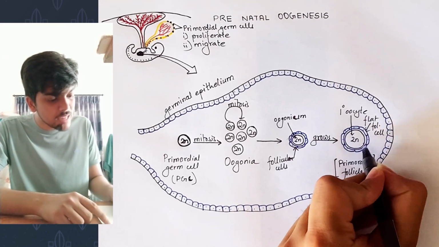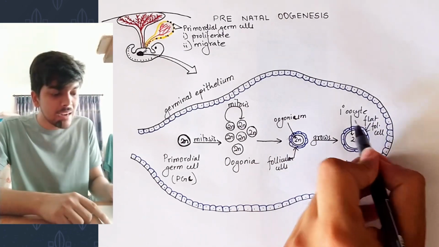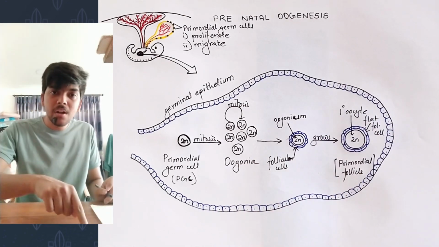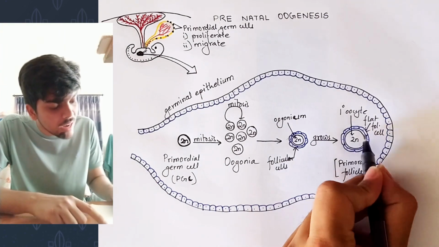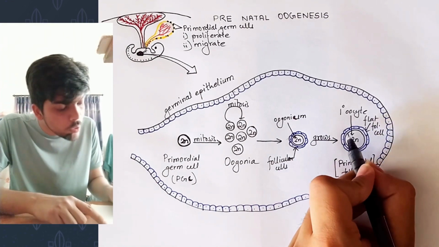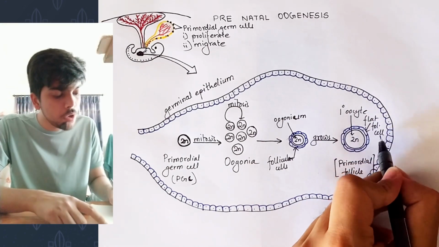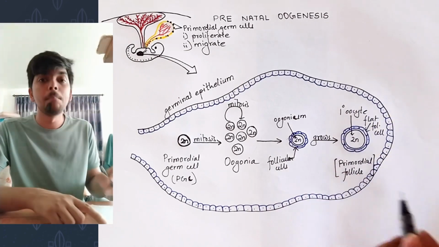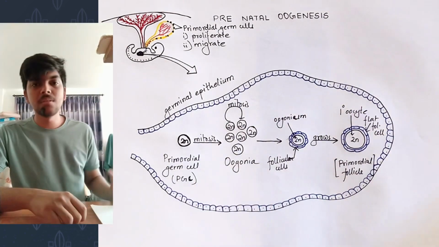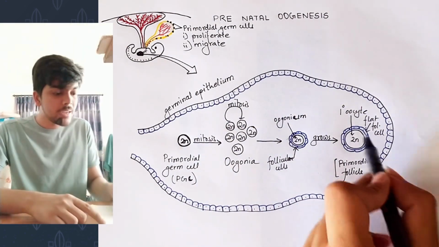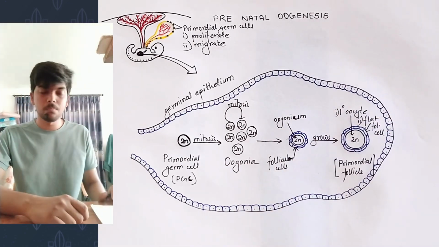After it increases in size, it is no longer called oogonium, it is called primary oocyte. That is, it is the primary cell that is going to enter the process of meiosis to form egg, so-called primary oocyte. The primary oocyte is still surrounded by the flat follicular cells. The primary oocyte, along with the flat follicular cells surrounding it, is called primordial follicle. So this is primordial follicle. This is primordial sperm cell. Primordial follicle contains primary oocyte number 1, surrounded by flat follicular cells number 2.